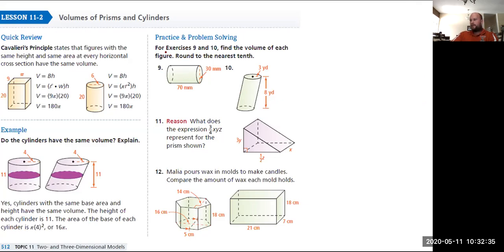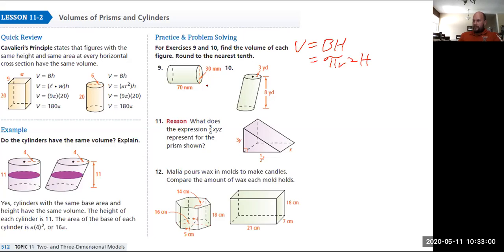So for this first one, for examples 9 and 10, find the volume of each figure, round to the nearest tenth. So number 9, we have both of these, 9 and 10, are both cylinders. So our volume formula for a cylinder, again, base area times height. We can also change out the base area for a formula for a circle, pi r squared times height.